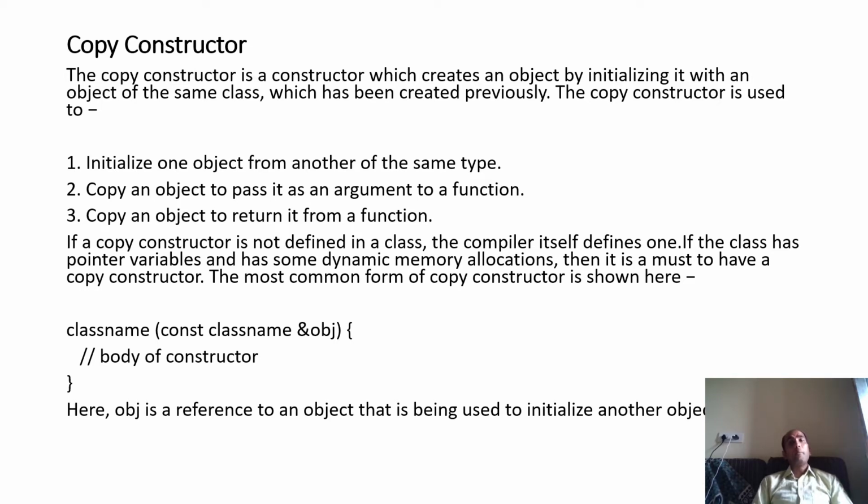However, we can pass the reference of the object as an argument inside a constructor. We cannot pass an object as an argument inside a constructor, but we can pass the reference of the object. And the constructor which receives the reference of the object as an argument is known as a copy constructor. So a copy constructor is a constructor which creates an object by initializing it with an object of the same class. So this is used to copy the value of one object into another object.